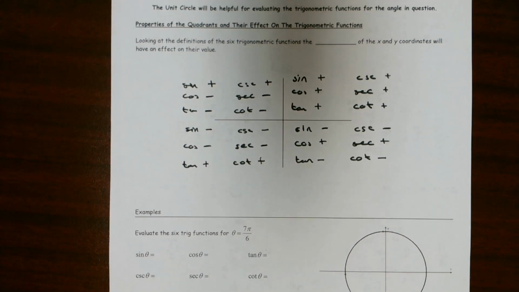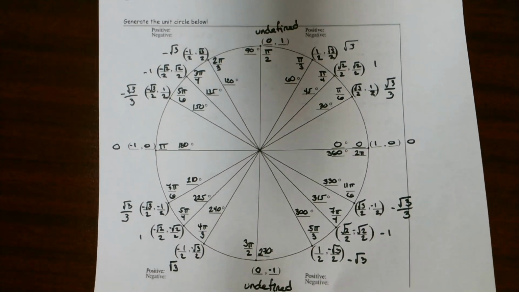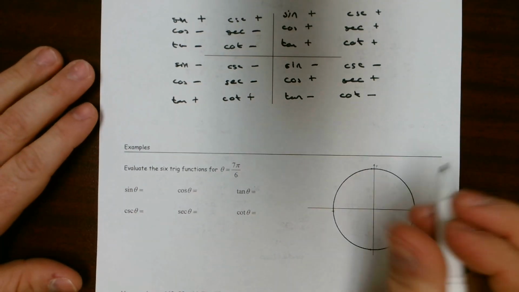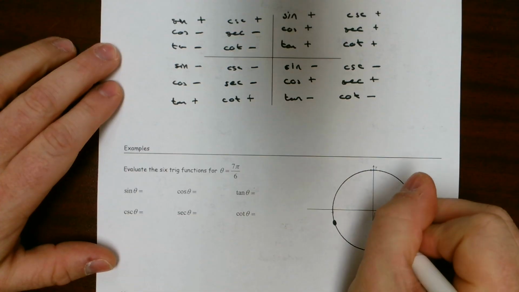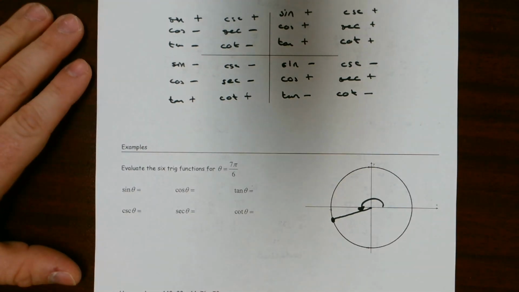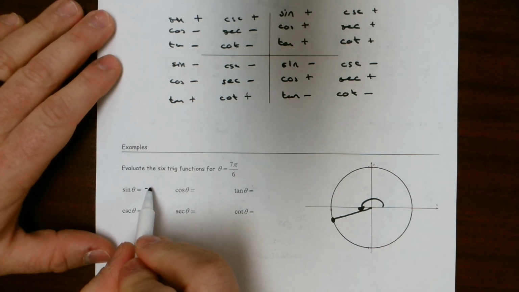Okay, so let's just do one example together. And it may be beneficial to flip over and use your unit circle, unless you've got it memorized already, but you can use it for now. So 7 pi 6 is this angle right here on your unit circle. All right, so the sine of 7 pi 6, or the y-coordinate there, is going to be negative 1/2.